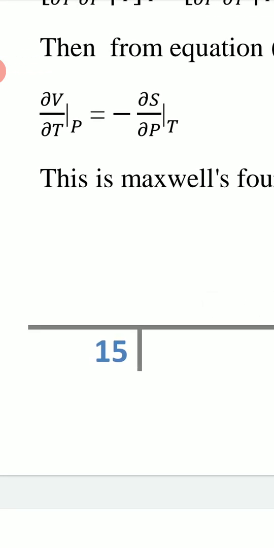So we find Maxwell's four thermodynamic relations. These are relations between four thermodynamic variables P, V, T and S.